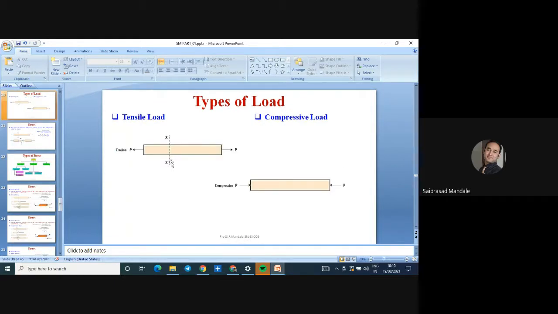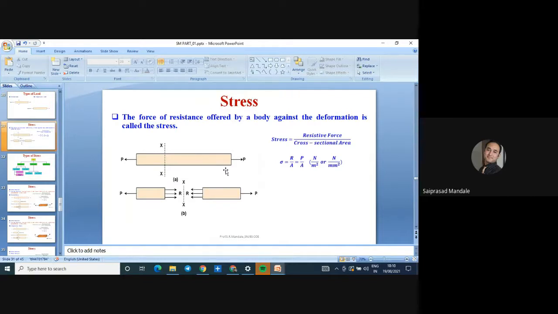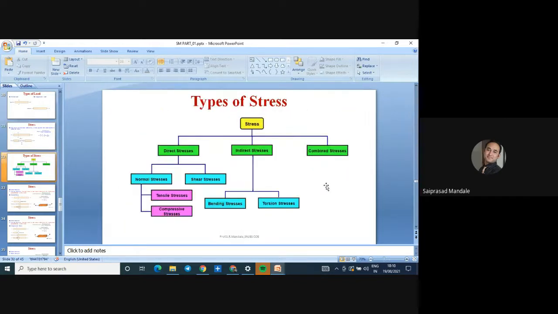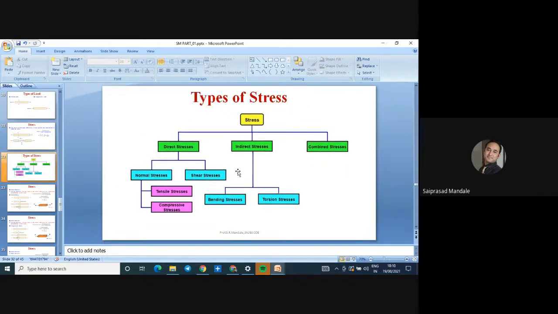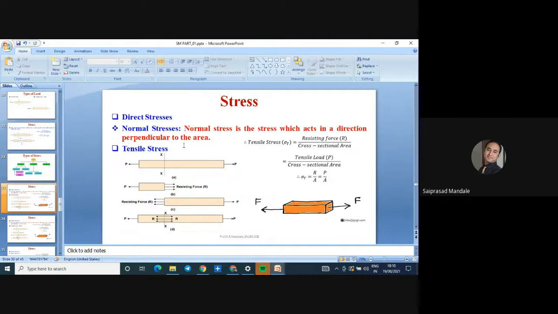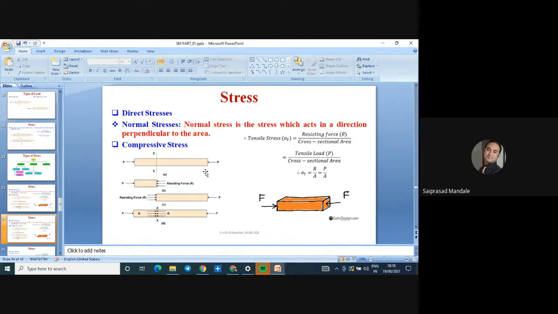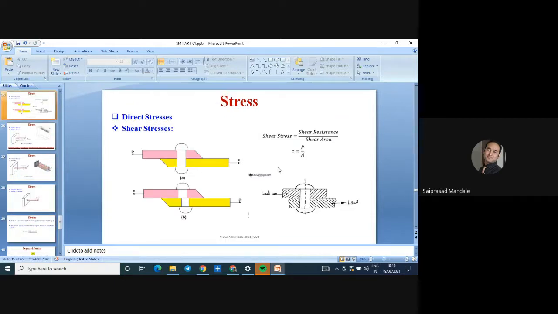Tensile load we have studied, compressive load we have studied. Stress we have studied, internal resistive force per unit area. It has some unit, we have already studied this. Types of stresses: direct, indirect, okay, let it be. Direct stress, tensile stress, normal compressive, we have done this. Shear stress. So this is the shear force.